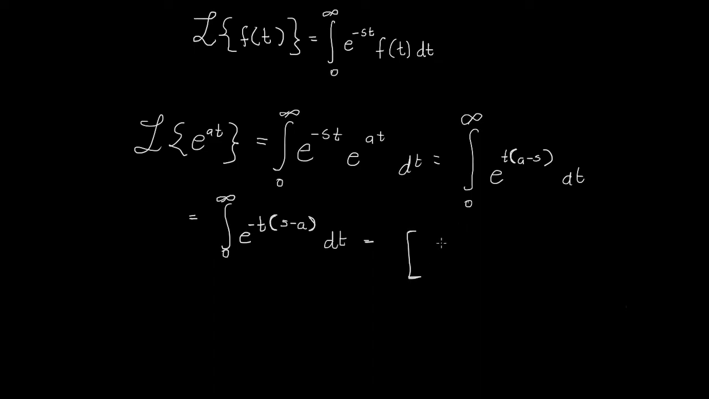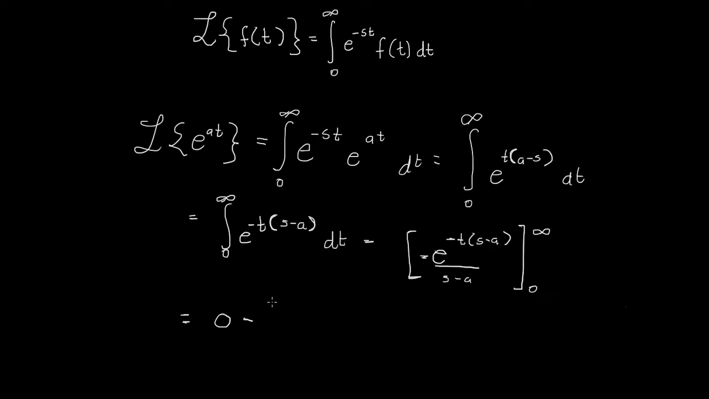But I know what this is. It is just the antiderivative of this thing evaluated at infinity and 0, and the antiderivative of our function is just going to be negative e to the negative t times (s minus a), divided by s minus a. I evaluate that at infinity, I evaluate that at 0. Well, evaluated at infinity, what is e to the negative infinity? It is 0, so all this stuff isn't going to matter. It's just going to be a big fat 0.